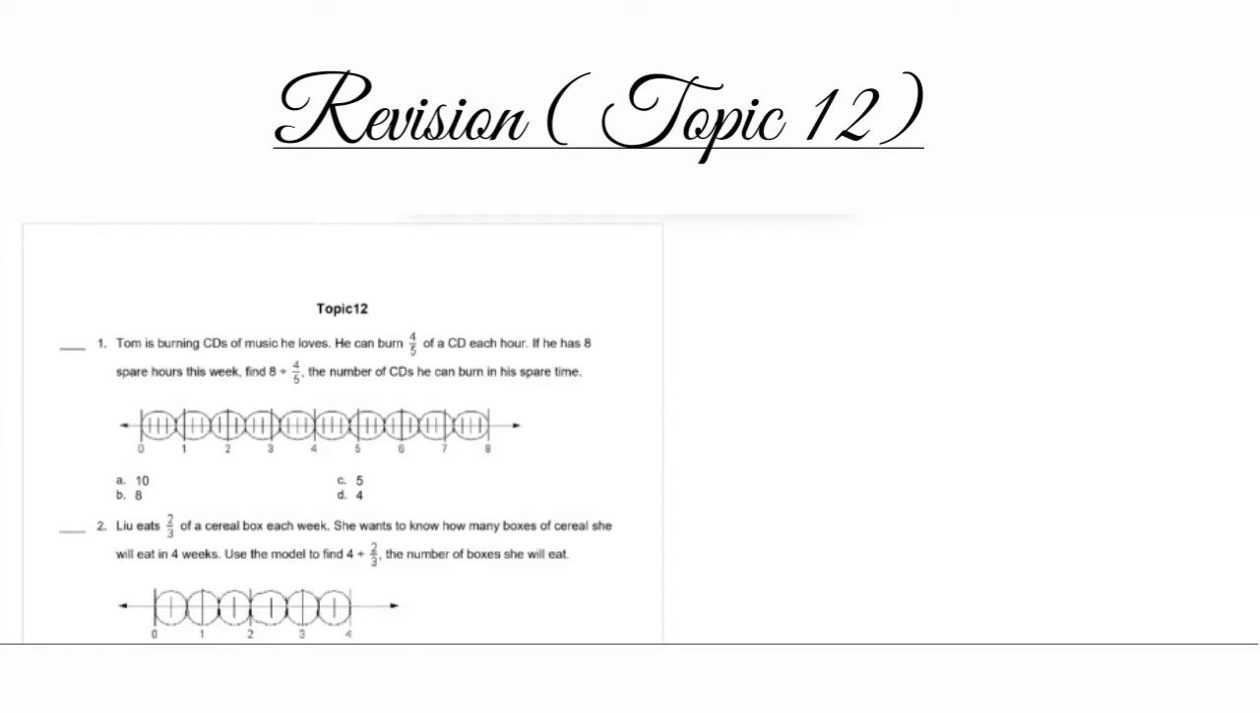In question number 1, Tom is burning CDs of music he loves. He can burn 4/5 of a CD each hour. If he has 8 spare hours this week, find 8 divided by 4/5, the number of CDs he can burn in his spare time.